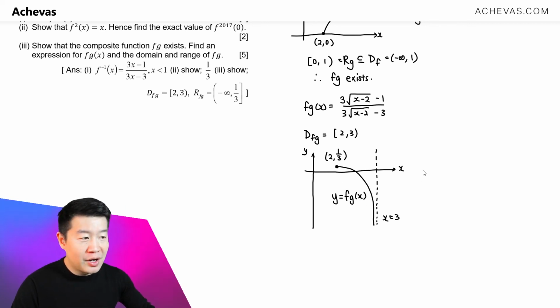So reading from this graph, we can then deduce the range of fg. And the range of fg is going to be from minus infinity all the way until the y coordinate of this, which is 1 over 3. And since it's a solid dot, we know it is inclusive of this 1 over 3.